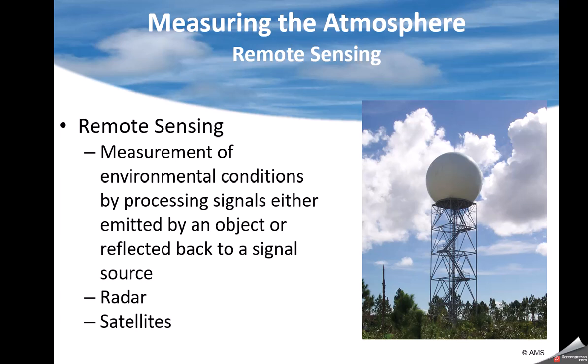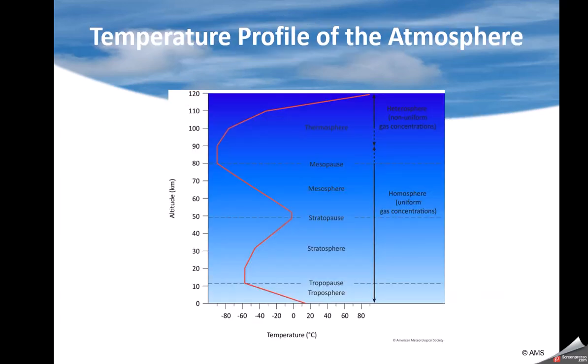Since we can't be everywhere in the atmosphere at one time, we use what we call remote sensing. Remote sensing means I'm looking at a part of the atmosphere that's not next to me. We use radars and satellites to do that. There are two mechanisms for remote sensing.